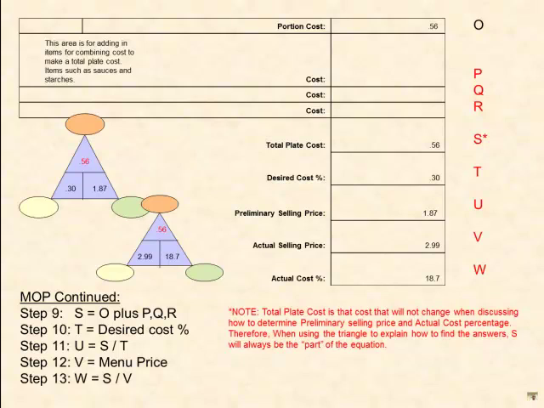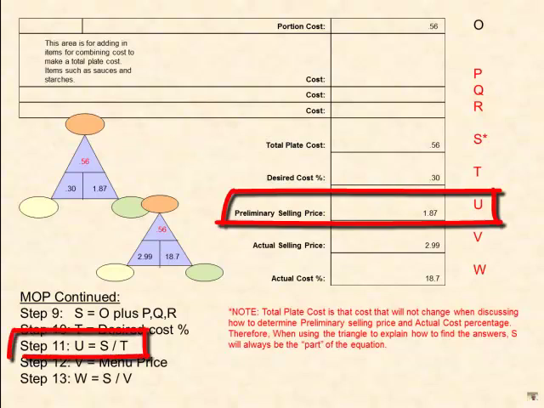Okay, so in this case, it's being 30% food cost. We can use that number with the total plate cost to get our preliminary selling price. Using your triangle, you'll see it over there on the left. You put your 56 as the portion at the top of the triangle. You put your 30% in there. That actually should be on the right side because it's a PBR triangle. And because they're above, you divide them, and you will get your $1.87. And that's U. And U is step 11. S divided by T gives us $1.87. Now this is our preliminary selling price.